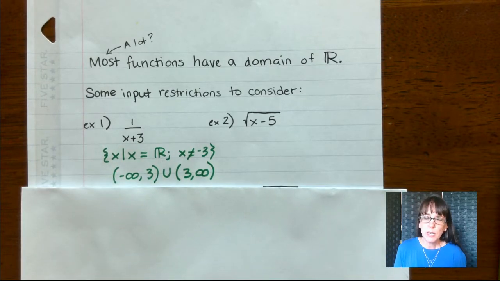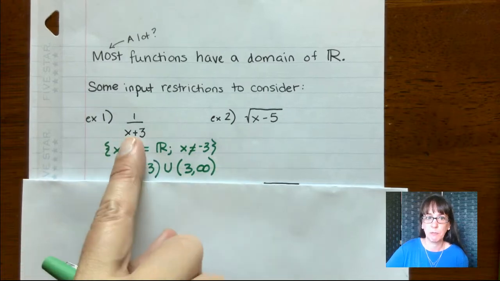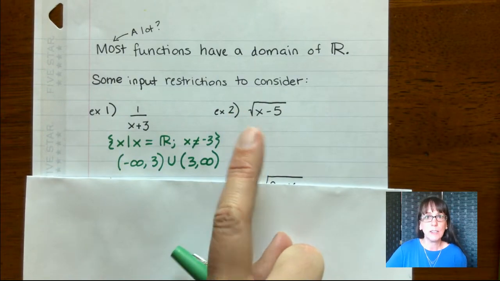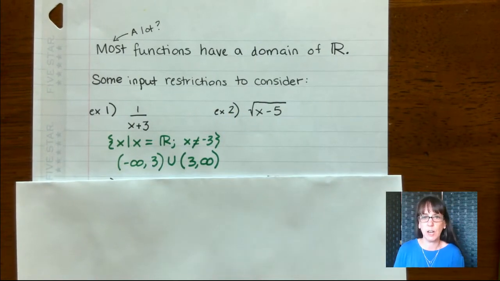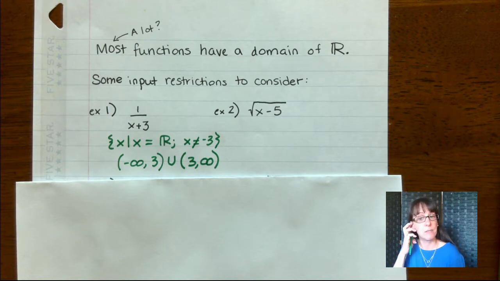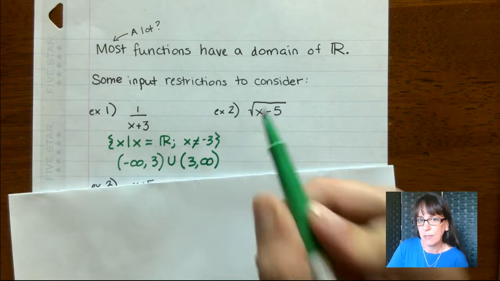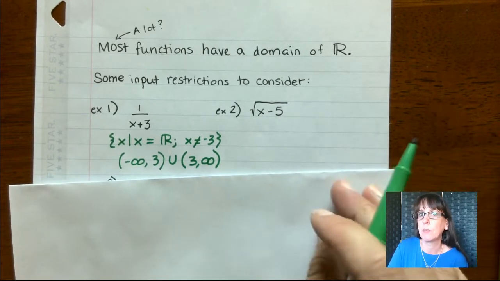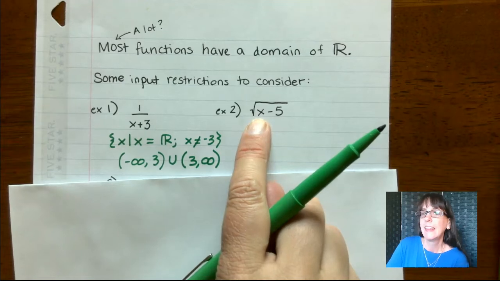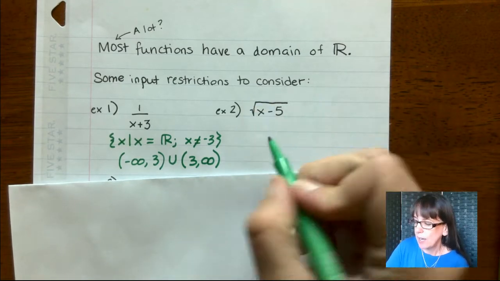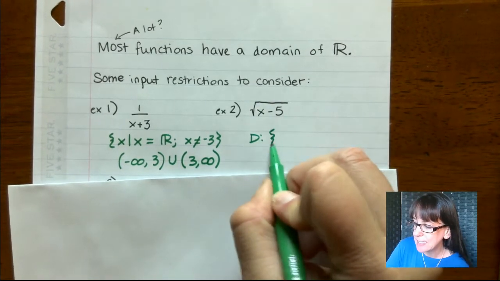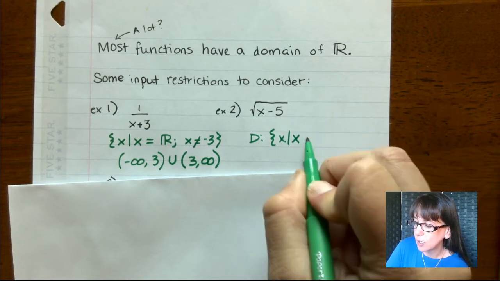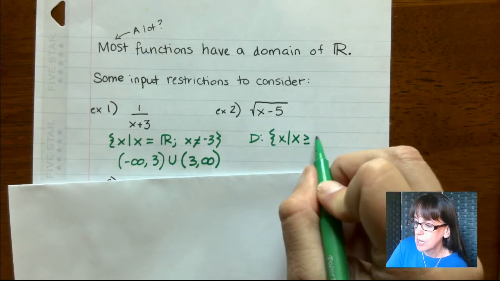So when you're thinking domain, the two big ones are going to be fractions and then also radicals, because for a radical, you're not allowed to have anything negative on the radical. You can have 0, but you can't have anything negative. So if I have 5 here, 5 minus 5 is going to give me 0. That's totally allowed. But if I put 4, that's not going to work. So the domain here is x such that x is greater than or equal to 5.